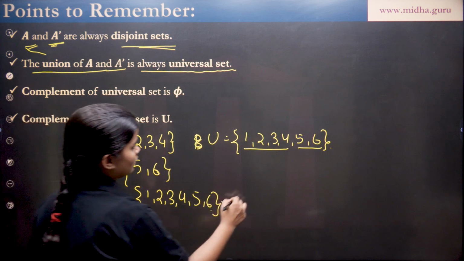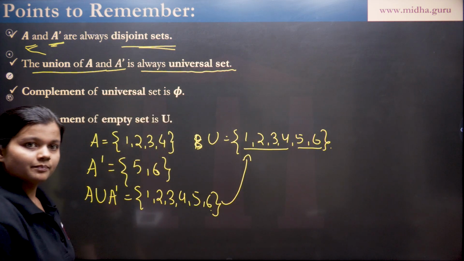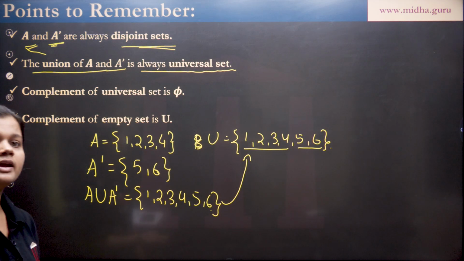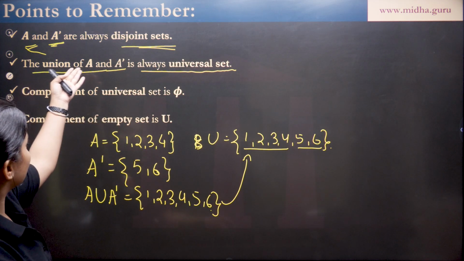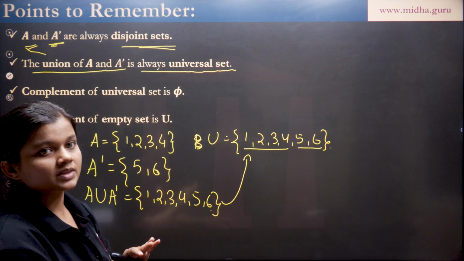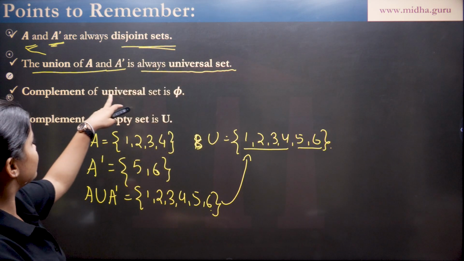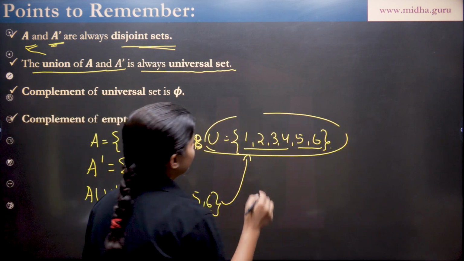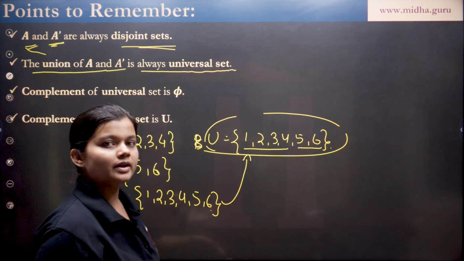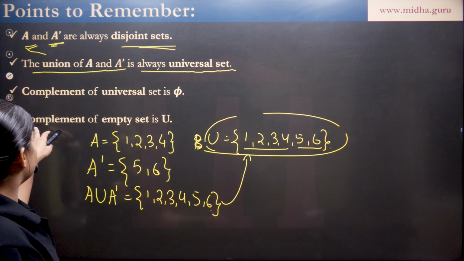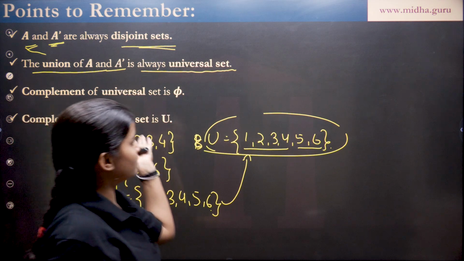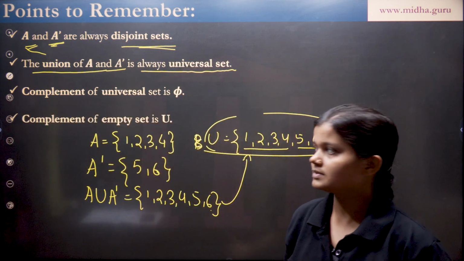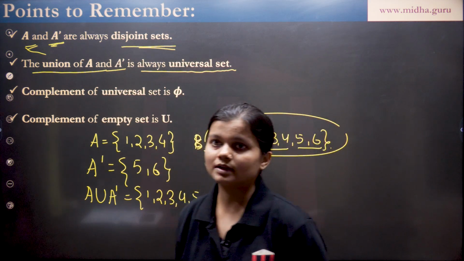So what did we get? We got the universal set, right? We got the universal set on operating A union A dash. So the union of A and A dash is always the universal set. Next, the complement of the universal set is the empty set. Obviously, if we complement any universal set we get the empty set, with no element present. Now, the complement of the empty set is the universal set, just the opposite. Okay, I hope this is clear.